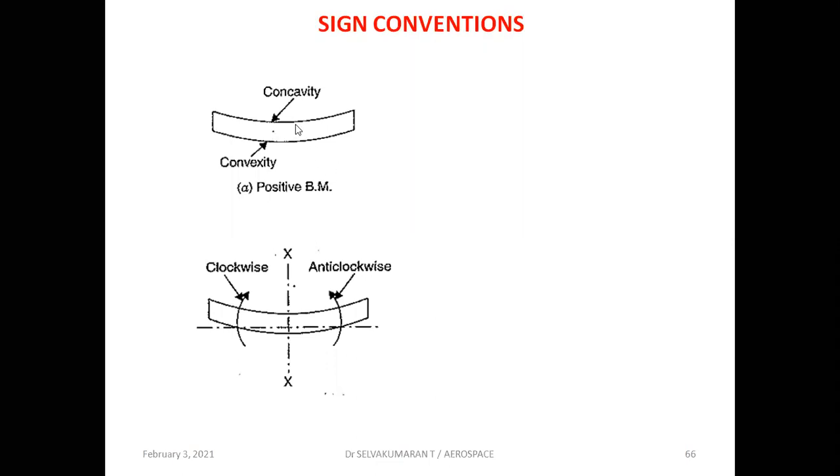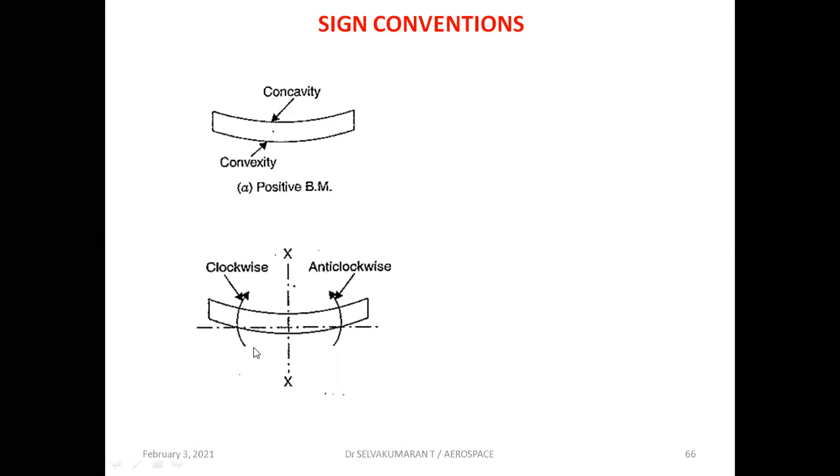Sign conventions. Always in engineering, if we want to calculate any numerical values, we need to follow certain sign conventions. Different sign conventions are followed by different authors, but we have only two, that is, plus and minus. If a beam bends like this, originally, before loading, the beam will be horizontal. Once it is loaded, the beam bends like this. At the top surface you could see concavity, at the bottom, convexity. We call this a positive bending moment, or we can say the beam is sagging. Sagging bending moment.